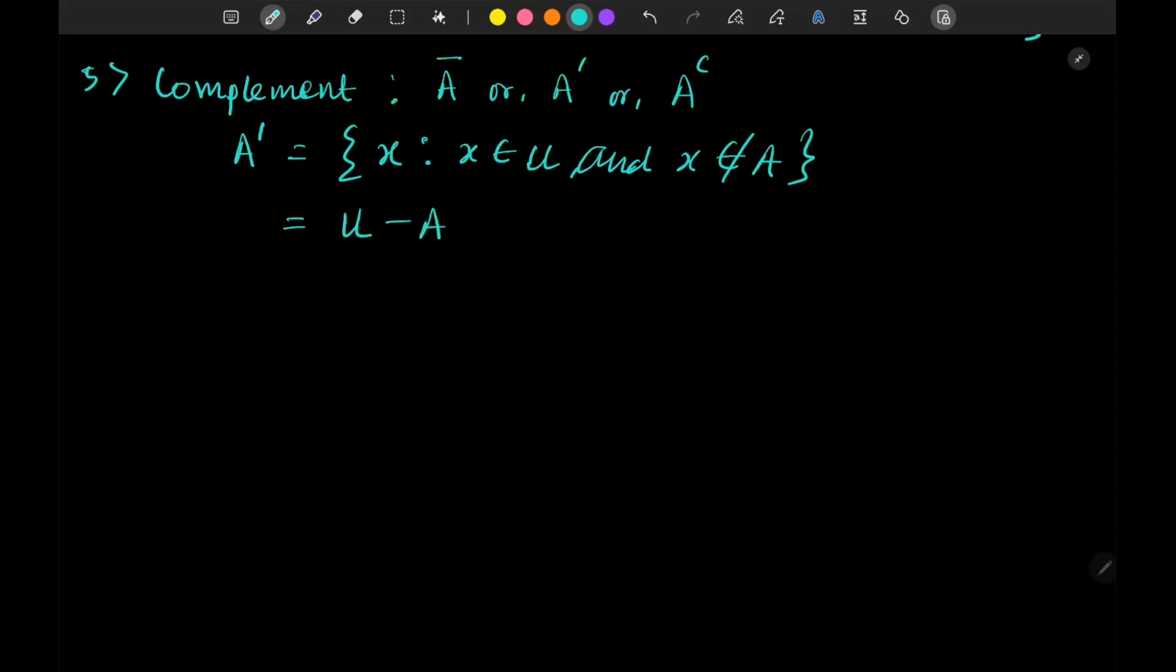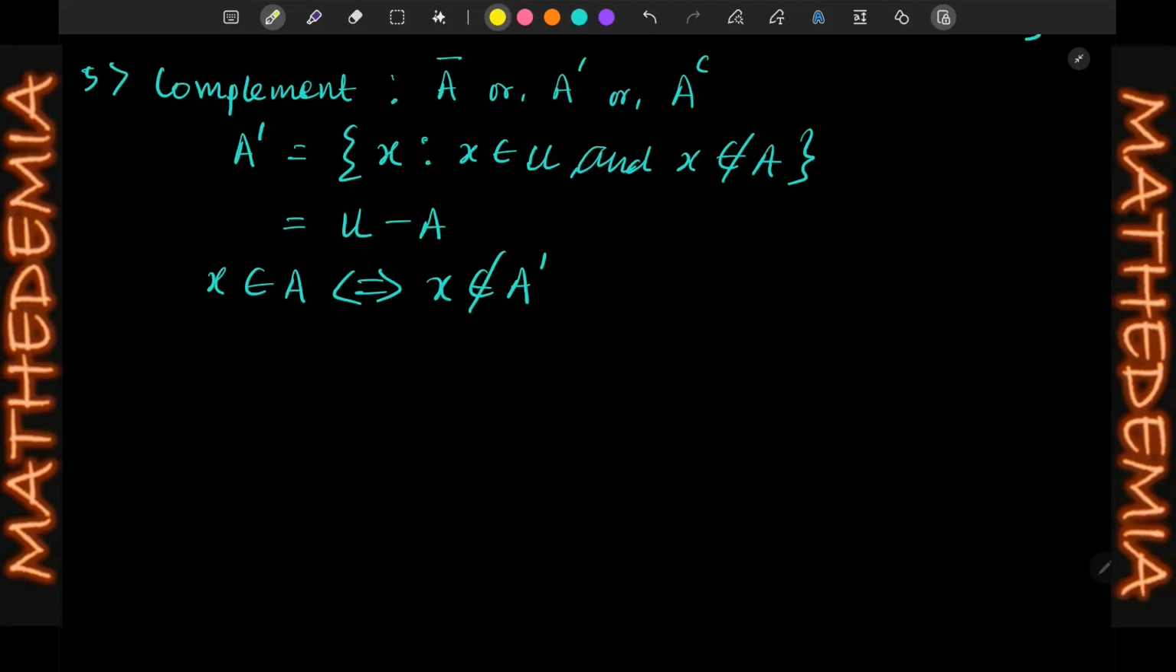From the definition, it follows that if an element x belongs to A, then it will not belong to A complement and vice versa. The Venn diagram for A complement can be expressed as follows.